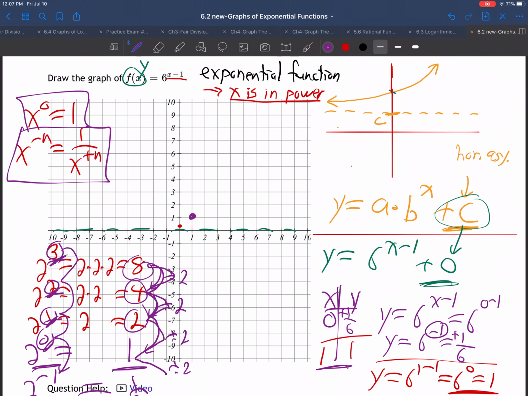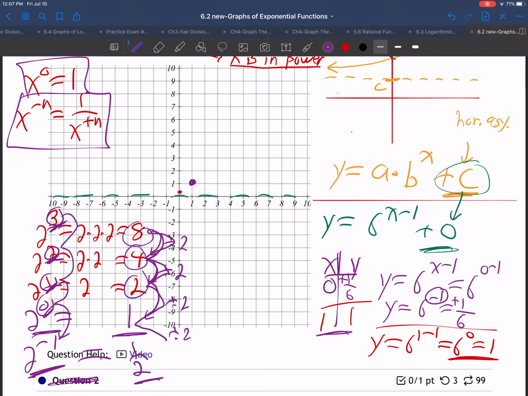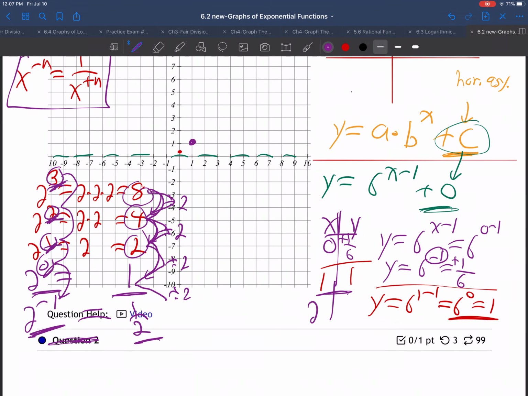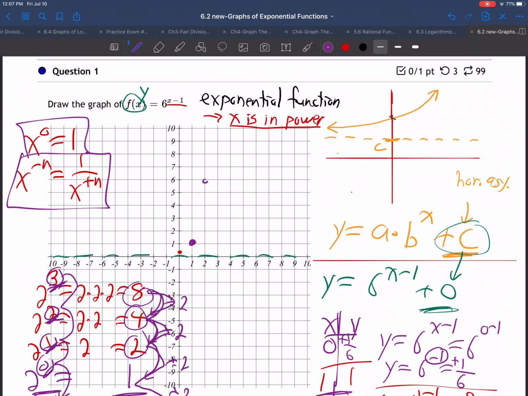Okay, so now how are we going to make this work? How is this going to fit with the graph? Well, we have 2 points. One of them we can't easily graph, but the other one we can, right? So let's do one more. Let's go up to like 2. And let's plug in y equals 6 to the 2 minus 1. That's 6 to the 1. That's just 6, isn't it? So over 2 up 6.